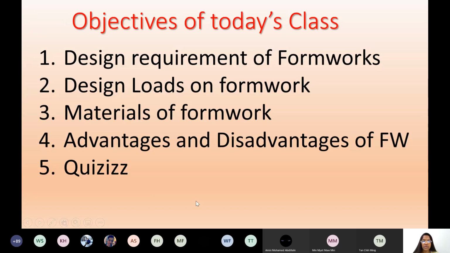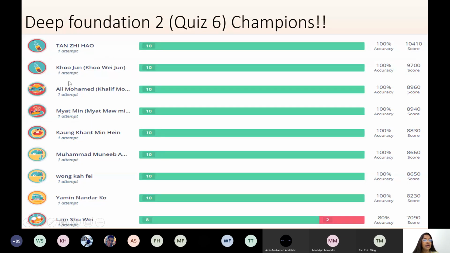Very good, you're given your real names: Tanzi Hao, Kujun, Ali Mohammed, Miatmin, until Yamin, Yalamzube, 10 champions, all getting 80% and above. Very good. Give them a big hand. 10 champions of deep foundation. All of us clap. There is a good effect in clapping. Medical effect, medical reactions, and medical changes happen in your body when you clap. Okay, good. Let's move on. I should see all 114 here, champions of every class.